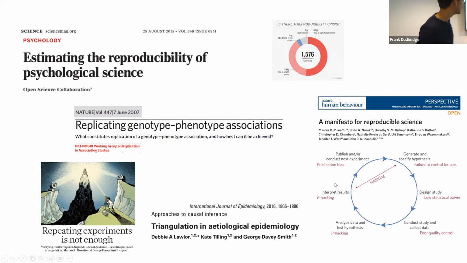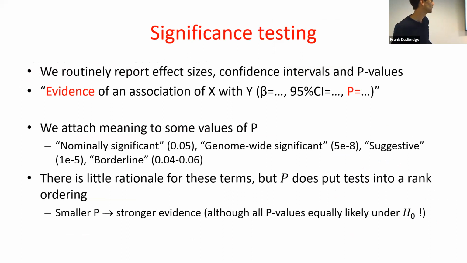Okay, so there's a paper from Marcus here, and I'm really kind of interested in this part of the cycle here. Okay, analyzing data and interpreting the results. And how are we going to interpret our statistical results in a way that encourages reproducibility? So you may say that we do this already when we do significance testing. So we do this all the time. We measure an effect size, a beta, an odds ratio, we give it a confidence interval, and we report a p-value, and we say, this shows evidence of an association, blah, blah, blah.